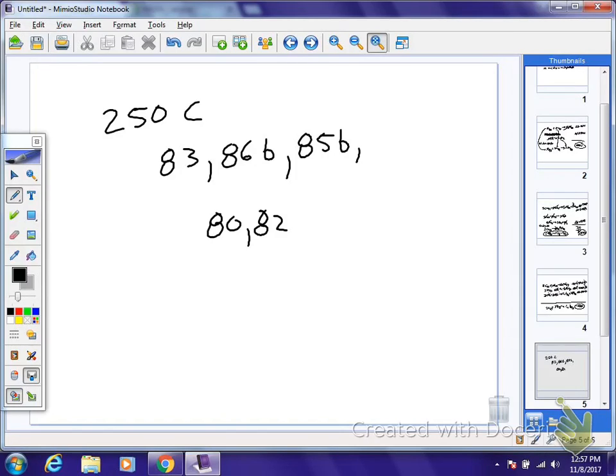And then this is Hess's law. So Hess's law in the book problems come before what we did yesterday. So yesterday we did 83, 86B, 85B, where you're taking those enthalpies, looking them up, and then doing the calculations. And then this is Hess's law, 80 and 82.